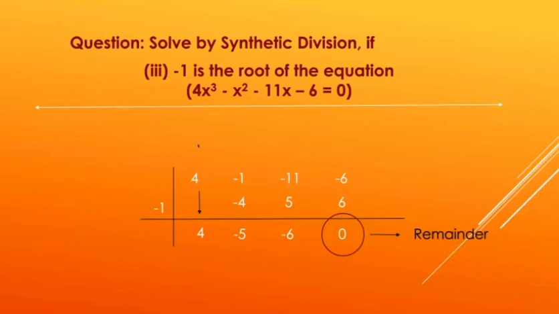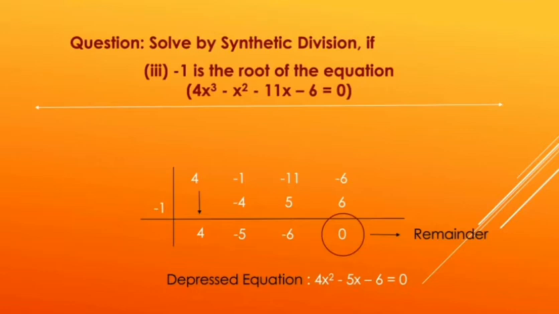As it is a cubic equation, after division it will be reduced to a quadratic equation. You know very well that the degree of the quadratic equation is 2. So we will write 4x square minus 5x minus 6 is equal to 0. This is your depressed equation.